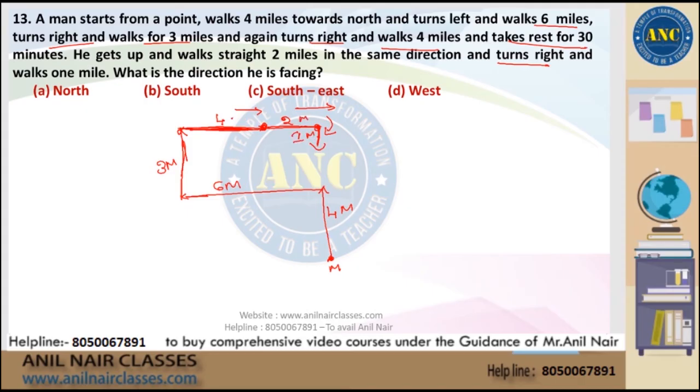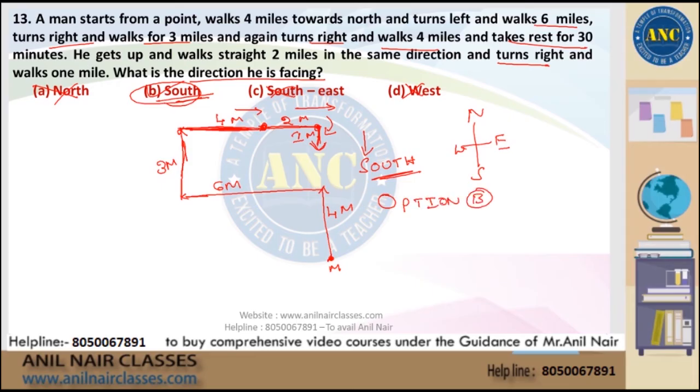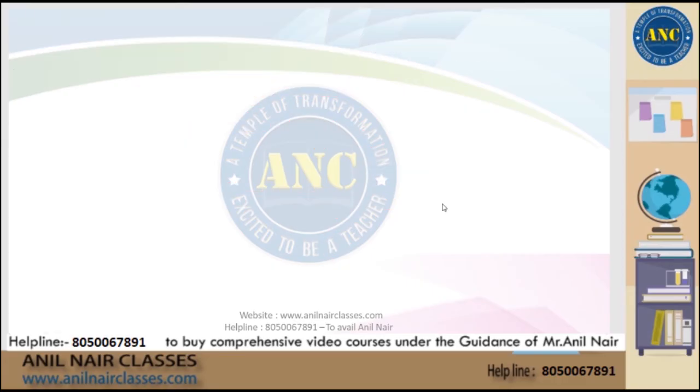Now what is the question? What is the direction he is facing? Now he is facing this way, which means he is facing towards south. Where is south? Not this, this, this, this. So the man is facing towards south. Option B is the right answer. Now, let us move on to the next question.